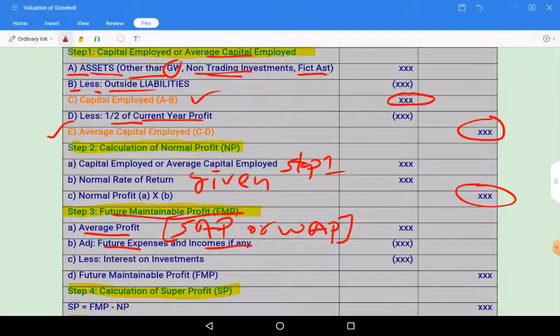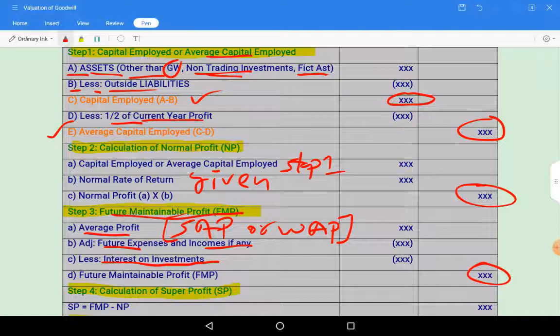And one more thing, generally interest on investments will be given. This we need to deduct because we are calculating business profits, not other income that is not of the main business activity. So interest on investments is considered other income, not operating income. That is why that amount also will be deducted. Then you will get future maintainable profit. So step 3 is future maintainable profit.